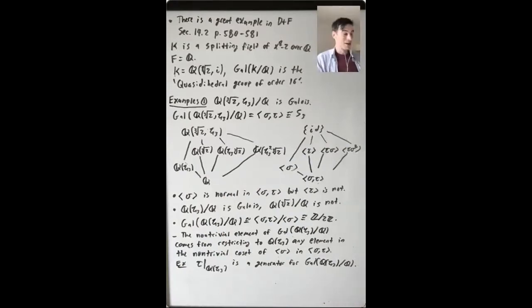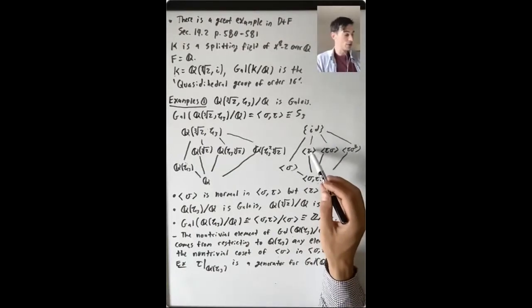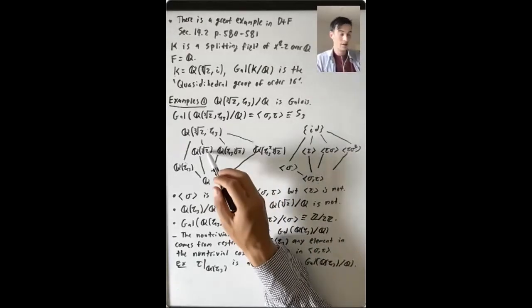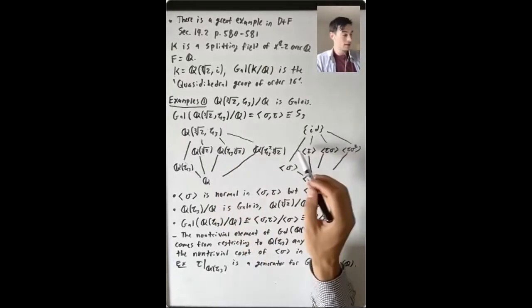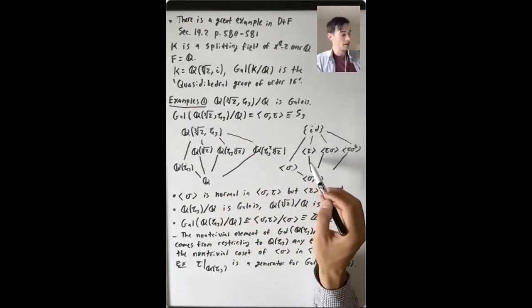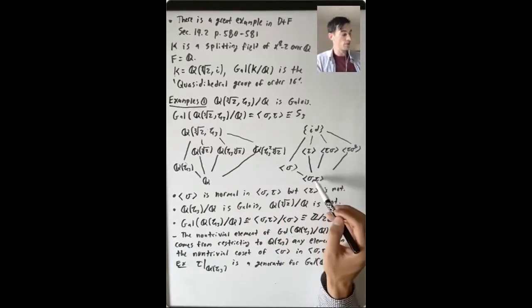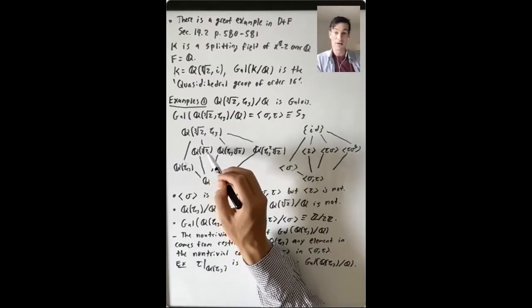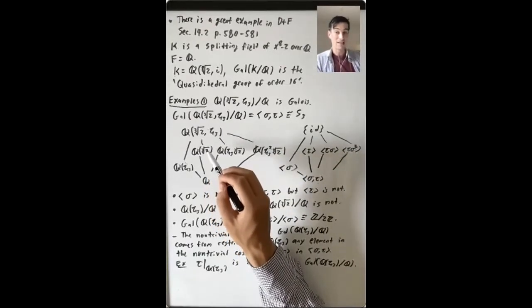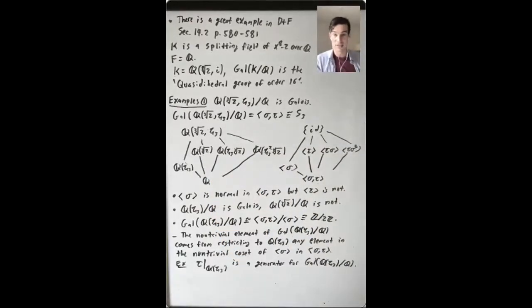OK, so I'm going to pause and erase, and I'll talk about what happens when you take an element of the Galois group and you restrict it to a subfield that is not Galois over Q. So if you take a subfield corresponding to a subgroup that's not normal, what happens if we take an element here and we restrict it to this field? What we get is not an automorphism of this field fixing Q, but we do get something interesting.